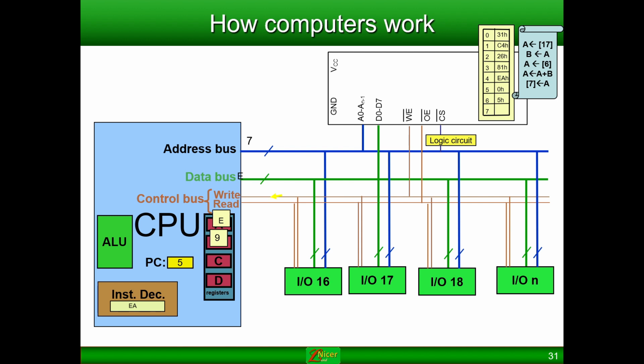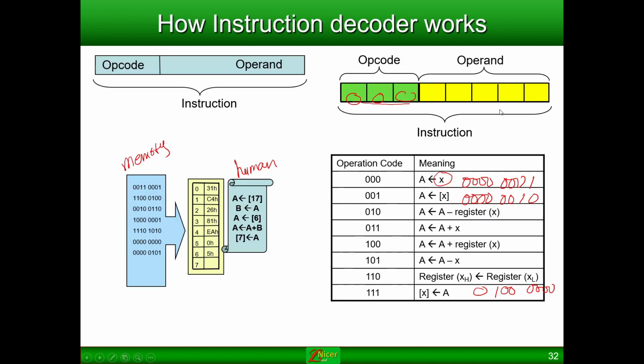Now you can see that the 7 has the stored value of E, that is A plus B. Now we go on to how the instruction decoder works.